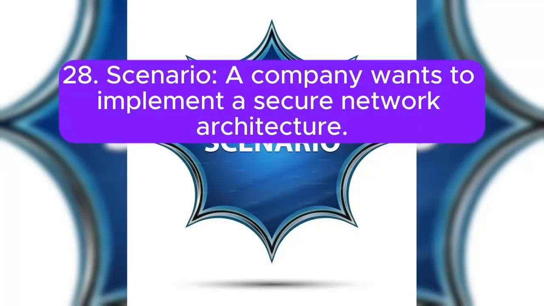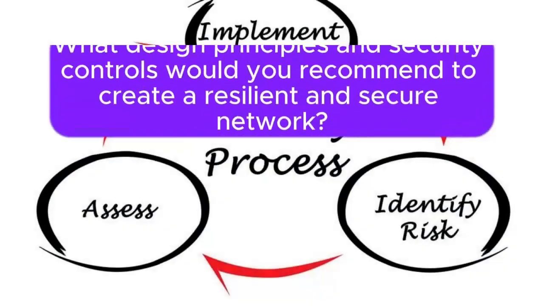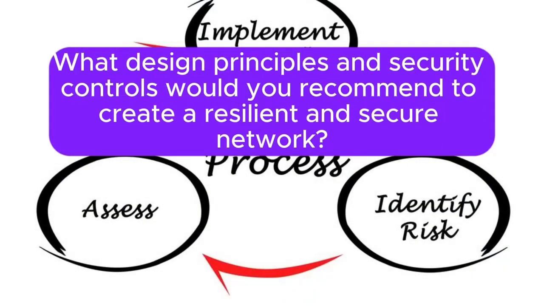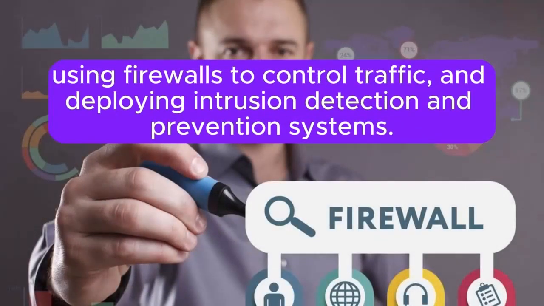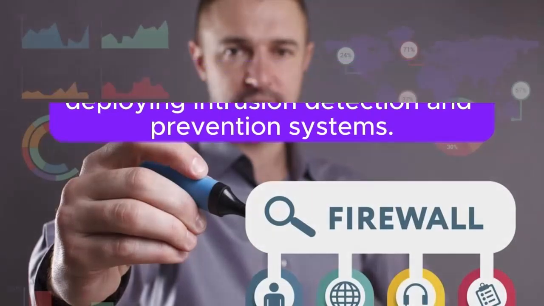28. Scenario: A company wants to implement a secure network architecture. What design principles and security controls would you recommend to create a resilient and secure network? Answer: I would recommend implementing network segmentation, using firewalls to control traffic, and deploying intrusion detection and prevention systems.